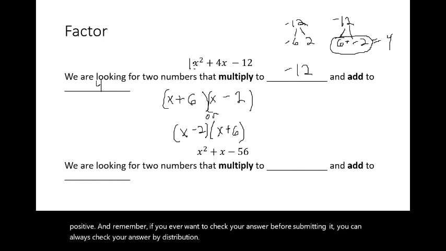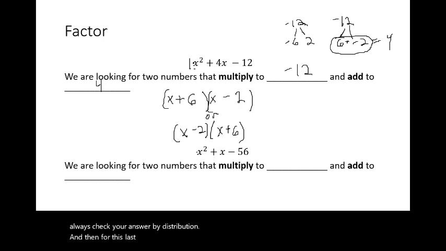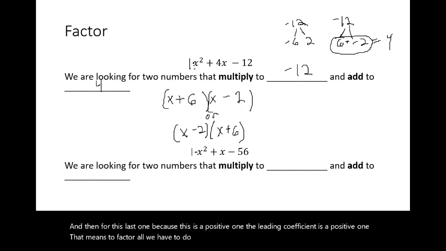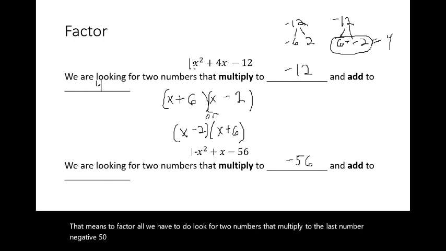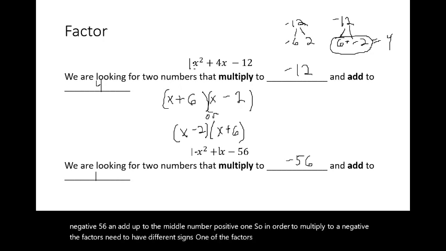And then for this last one, because the leading coefficient is a positive 1, that means to factor, all we have to do is look for two numbers that multiply to the last number, negative 56, and add up to the middle number, positive 1. So in order to multiply to a negative, the factors need to have different signs. One of the factors needs to be positive and the other factor needs to be negative.